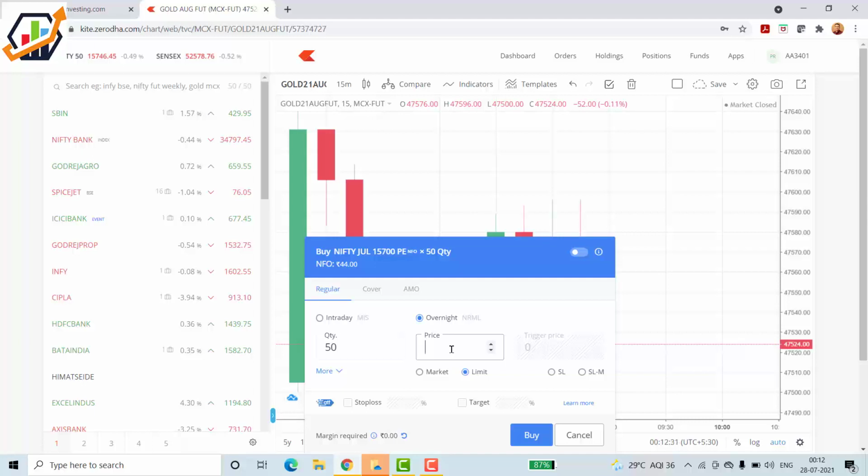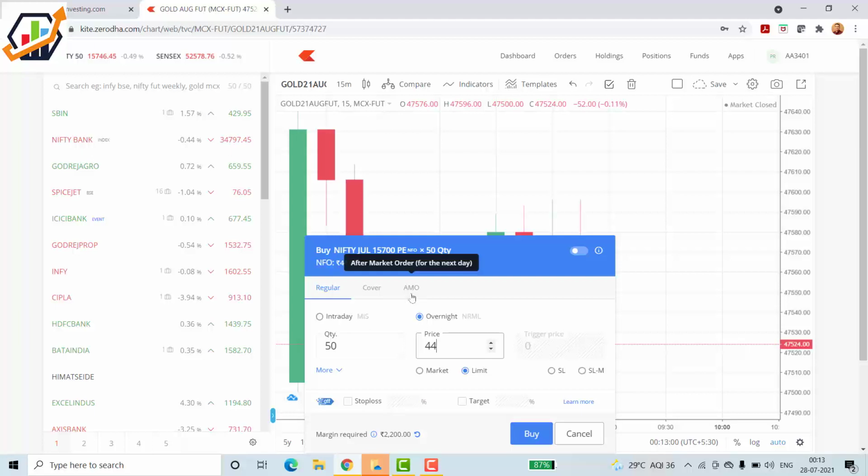So if I put 44 rupees, which was the last price, then you can still buy this put at a very low price of just 2,200. When the period is very close to the expiry, you'll find that the margin required is much lesser. Towards the beginning of the month or the beginning of the week, the margins are higher, but as we come towards the expiry, the margins reduce because the time value keeps on reducing.